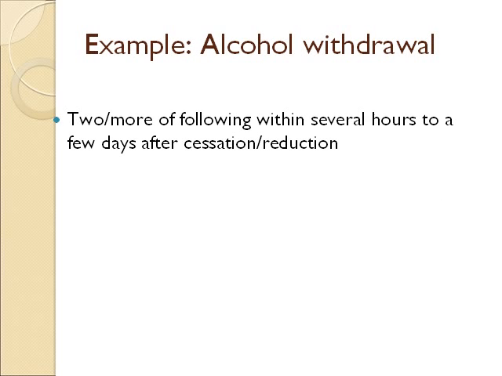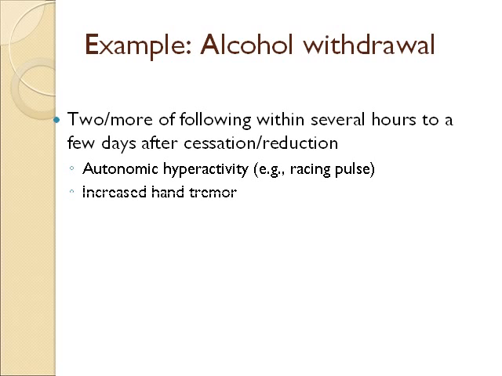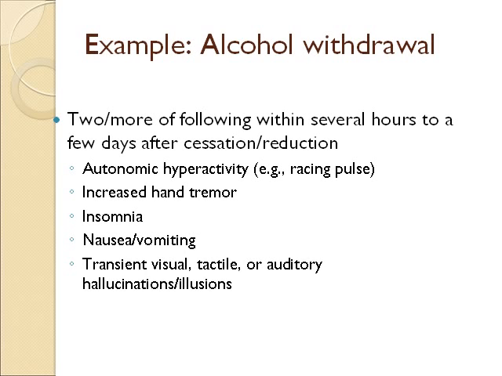Okay, example again using alcohol. Two or more of the following within several hours to a few days after cessation or reduction. Autonomic hyperactivity, which is things like racing pulse. So again, alcohol depresses the autonomic nervous system, kind of pushes it down. So when you stop, it bounces back and is maybe overactive. Increased hand tremor, right? The shakes. Insomnia, can't sleep. Nausea and vomiting.